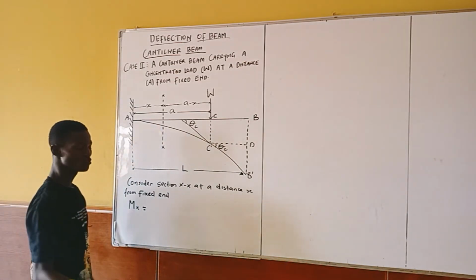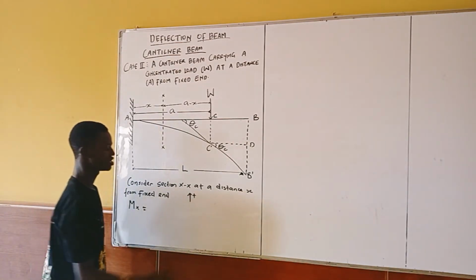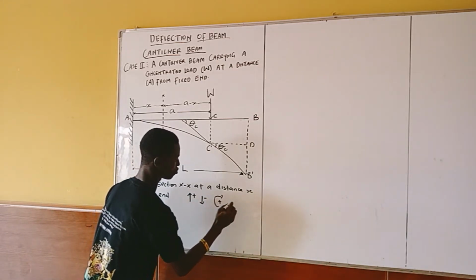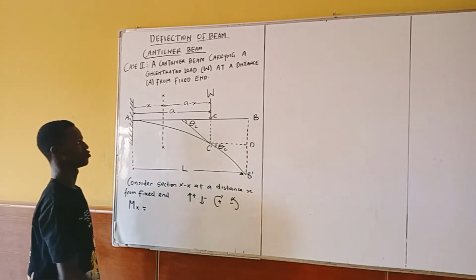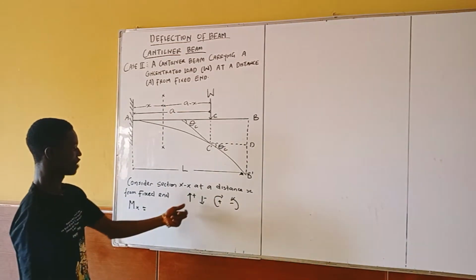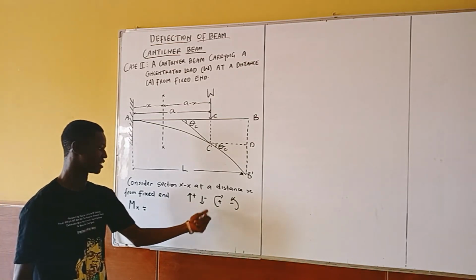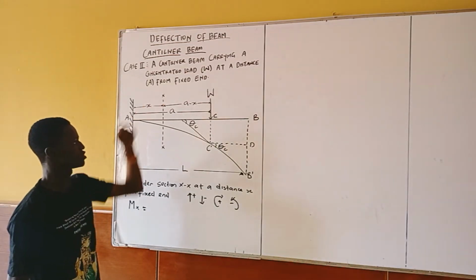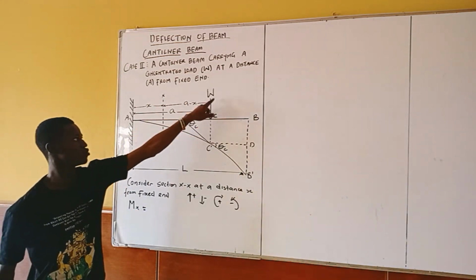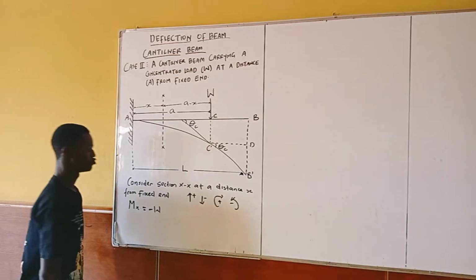But you can decide to use coordinates. Maybe like this, I'm considering my upward force to be positive, and my downward force to be negative. And sometimes you can decide to use clockwise and anti-clockwise to determine the direction of your forces. So if I'm considering this coordinate, my upward force should be carrying positive, and my downward force should be carrying negative. In this case, the weight that is put on this cantilever beam is acting downward. So my downward force W will be carrying negative. So I'm going to have minus W, which is my force.